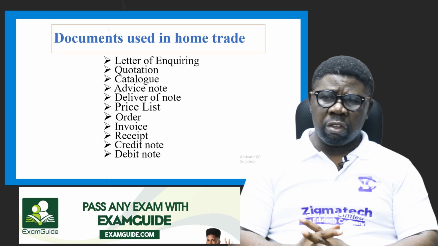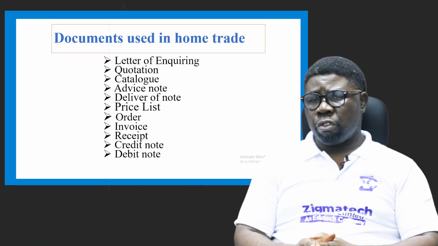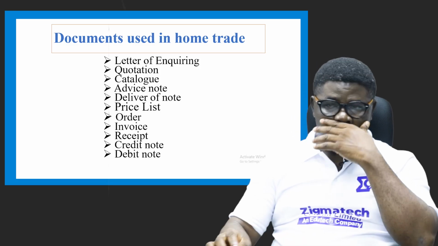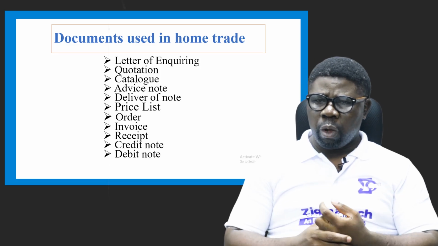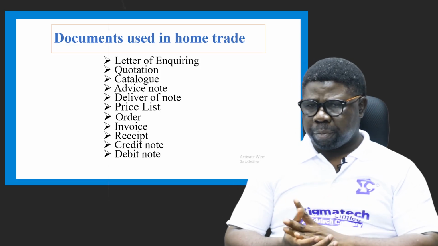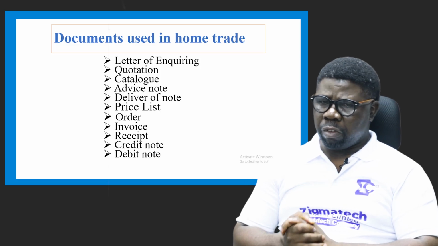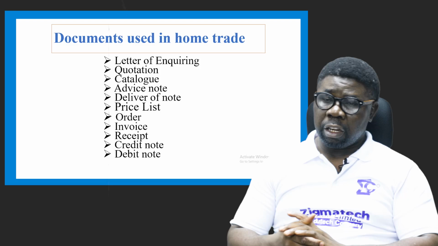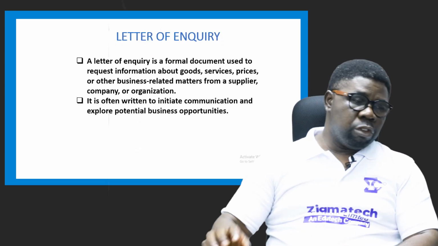This list is not exhaustive, but it's a handful of the common ones that are being used in local or home trade transactions. Now we have letter of inquiry, like I mentioned. We have quotation, catalog, advice notes, delivery note, price list, order, invoice, receipts, credit note, and debit note. This is not exhaustive, like I said. These are the most common ones that are being used regularly. So let's go into them one at a time.